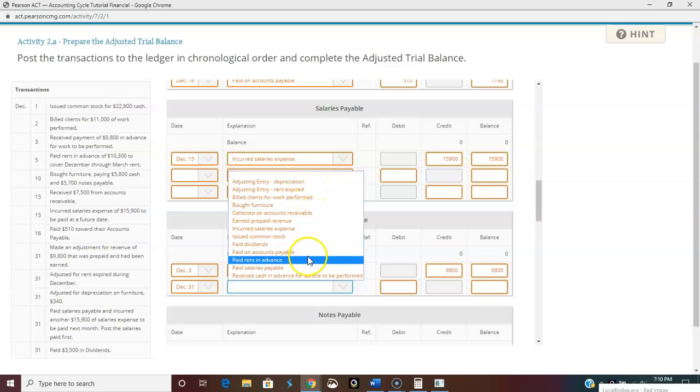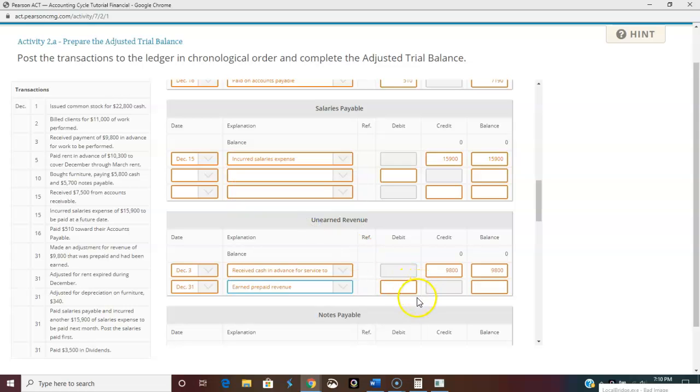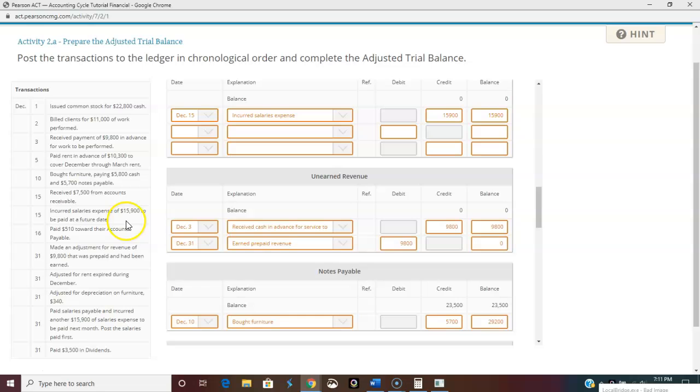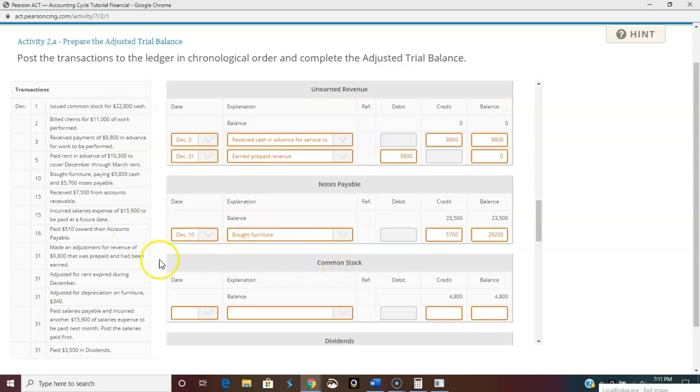I don't know what to put here. Earned prepaid revenue, debit 9,800, and then the balance would be 0. I thought they all had a balance, so I'm probably missing something there. Common stock was up here on the 1st.